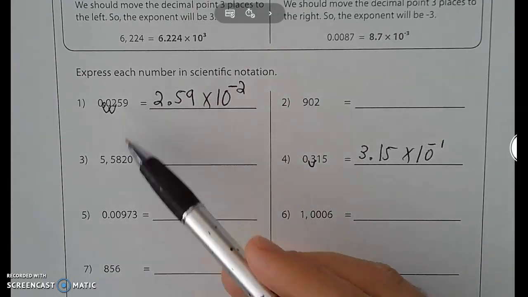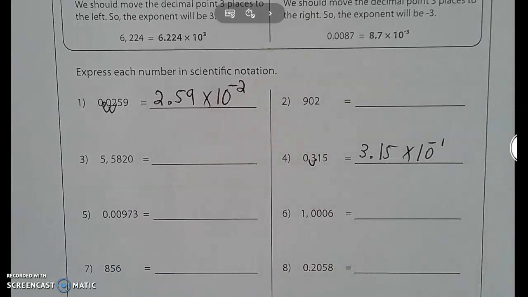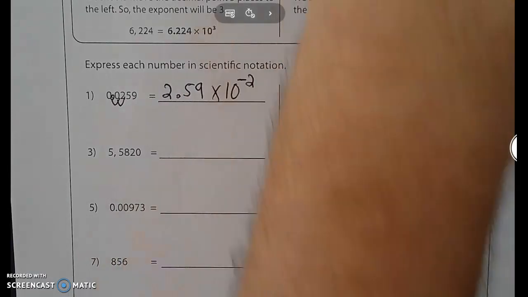If it's bigger than 1, it's always going to be a positive exponent. Same thing as I said, if you move the decimal left, it's positive. If you move it right, it's negative. Okay? That's how you go from standard to scientific. Now let's look at it the opposite way. Let's say that we want to go from scientific to standard.